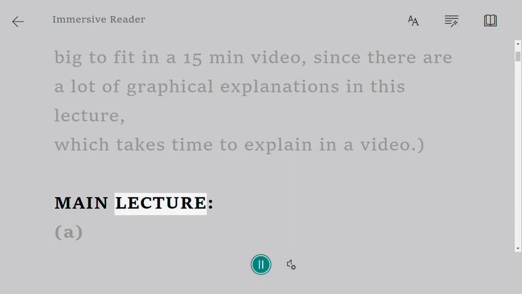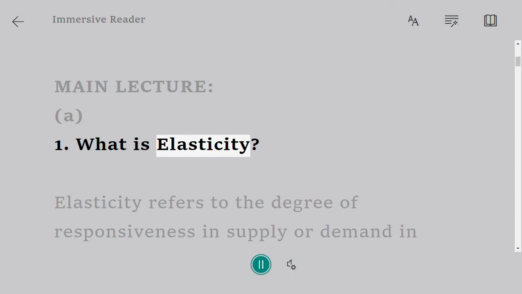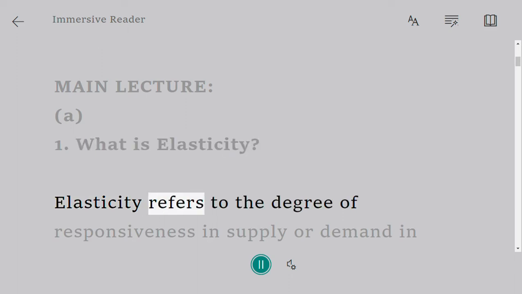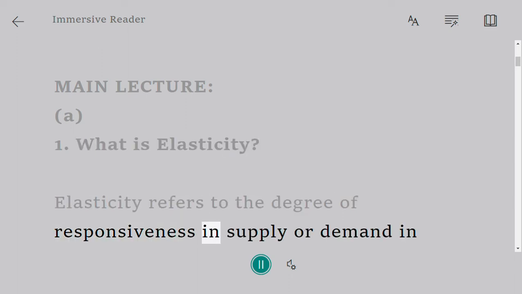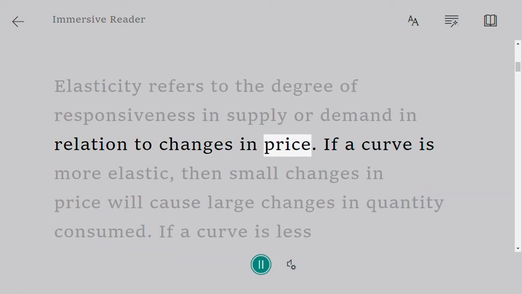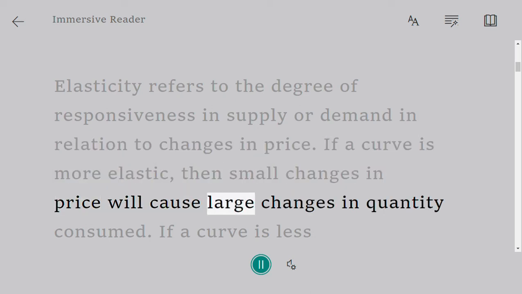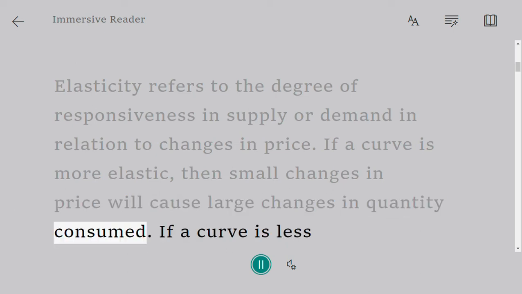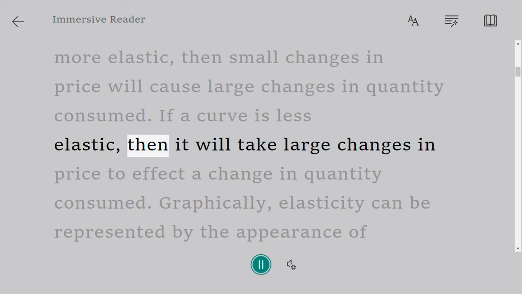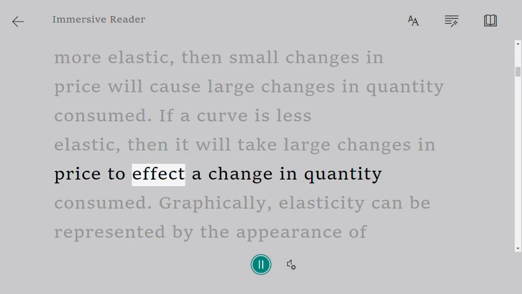Main lecture. A. 1. What is elasticity? Elasticity refers to the degree of responsiveness in supply or demand in relation to changes in price. If a curve is more elastic, then small changes in price will cause large changes in quantity consumed. If a curve is less elastic, then it will take large changes in price to affect a change in quantity consumed.